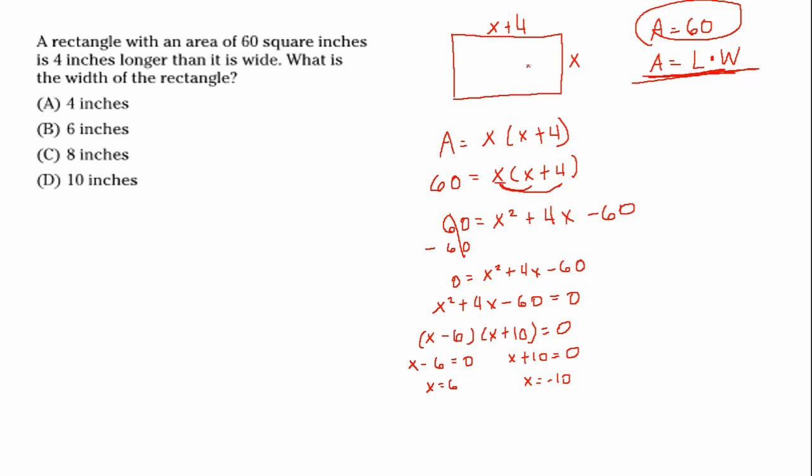Since area is in regard to real shapes, we can't have a negative number, so we know this isn't going to be a solution. We know x is going to be 6, so in other words, we know 6 is going to be the width. We know the length is 4 inches longer, so that's got to be 10. The question is, what is the width? 6.